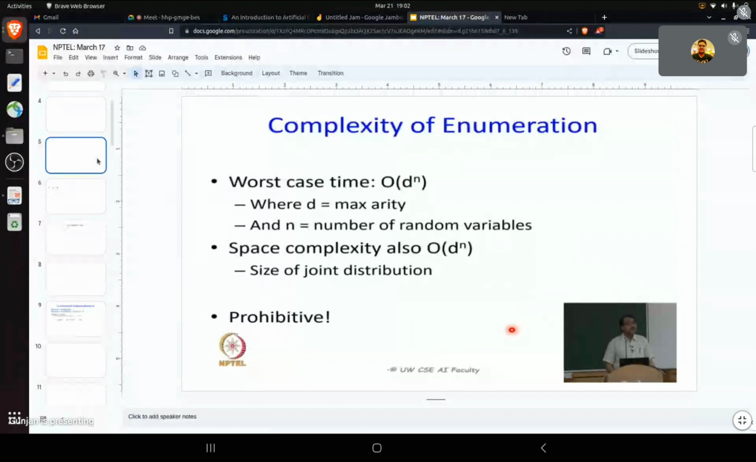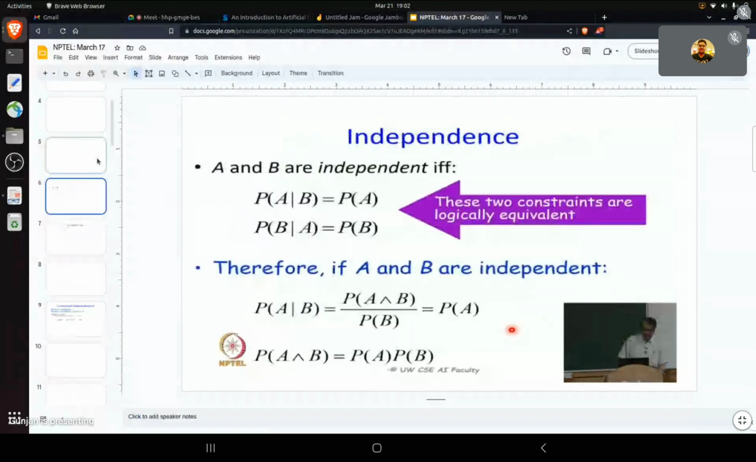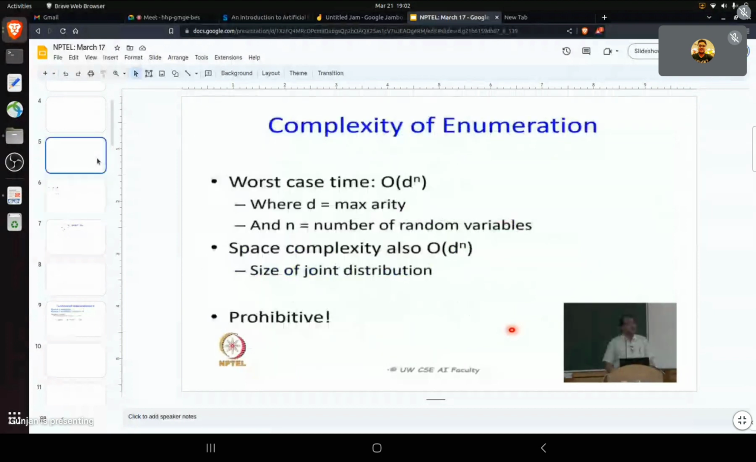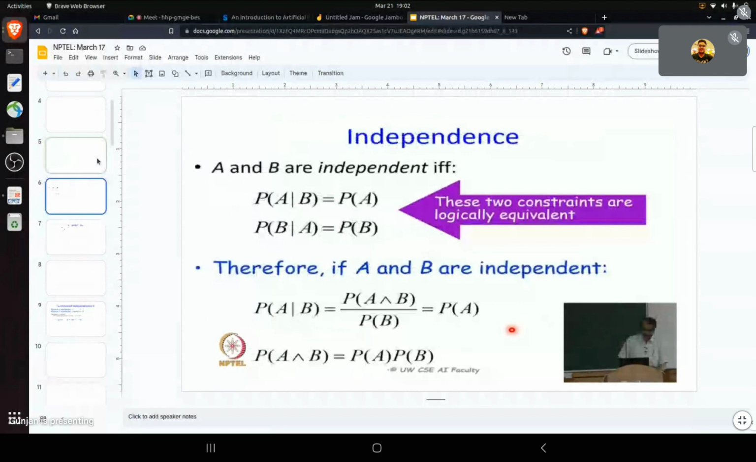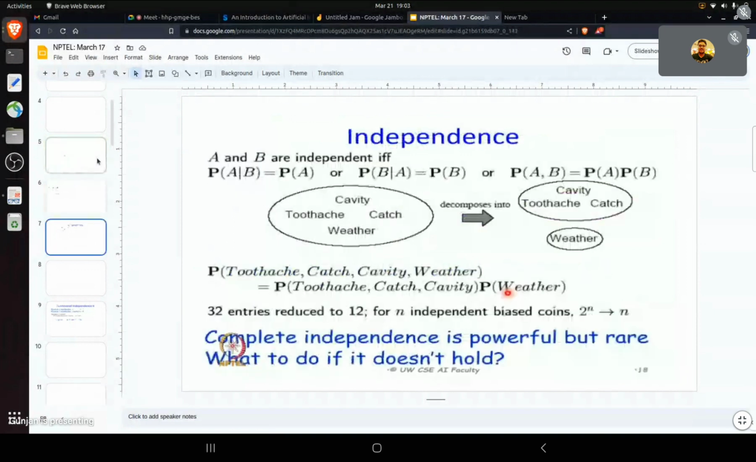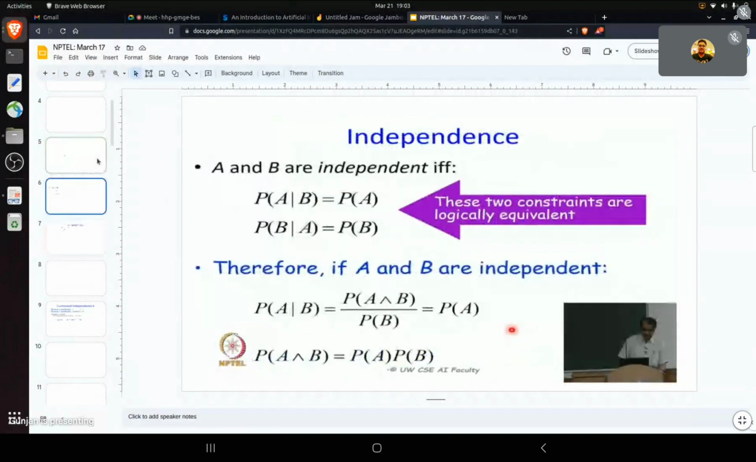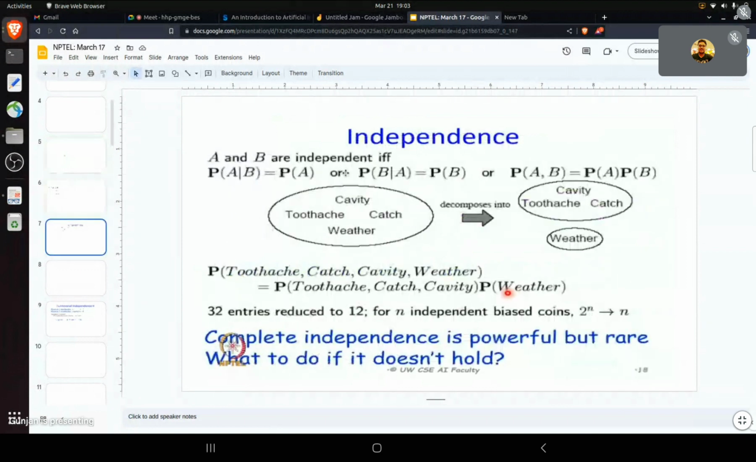So in Bayesian nets, you essentially bring down the number of table entries. If you apply the notion of conditional independence, the table entries are reduced to 12. So for n independent biased coins, 2 to the power n will just be n.